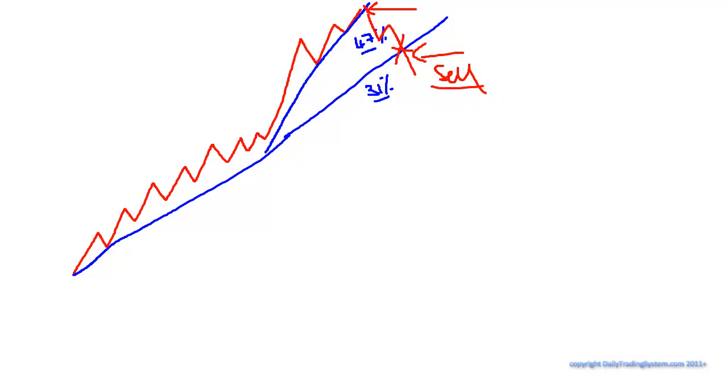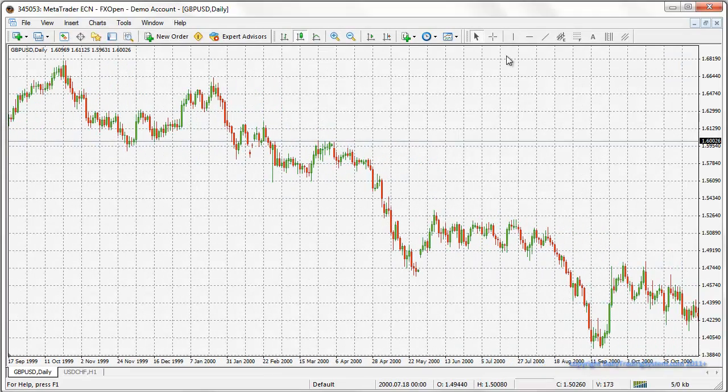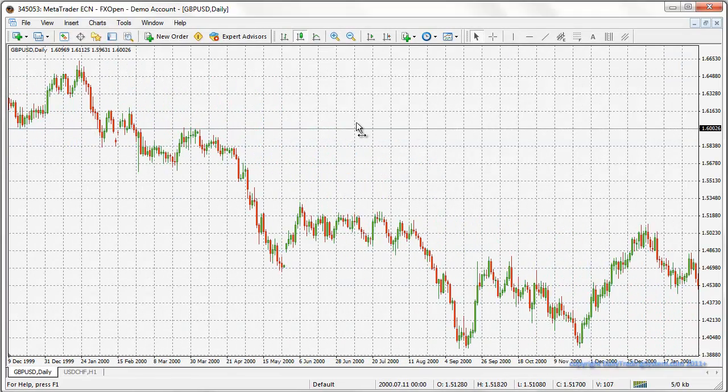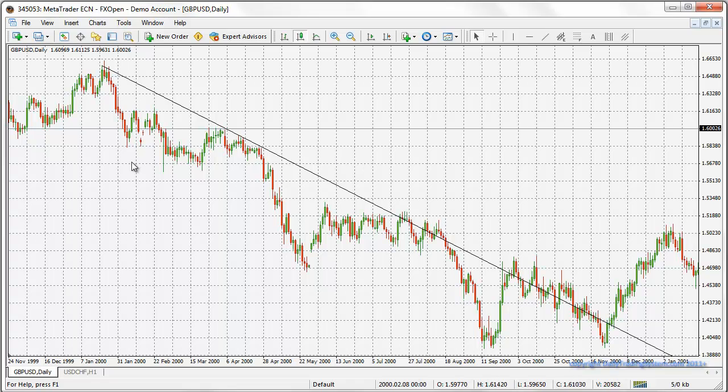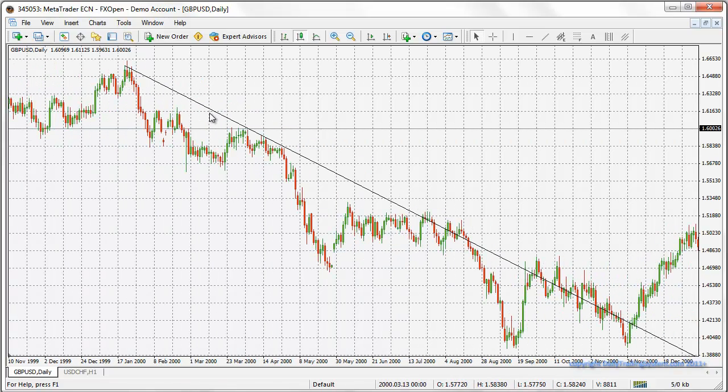Let's go ahead and show you basically what that would look like on a chart. There we go. We've had quite a few breakaways here. We've got our normal trend line. We've just drawn it from this point to this point, and you can see how it's come all the way down, and eventually it started to break away.